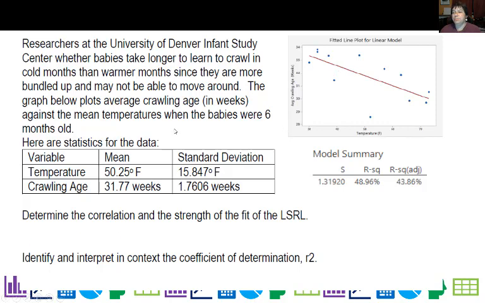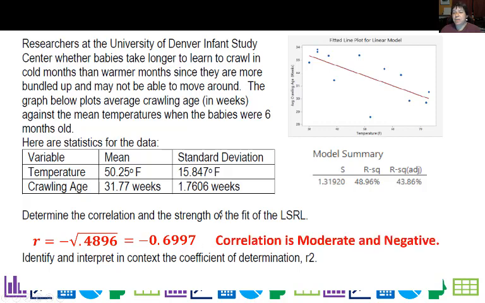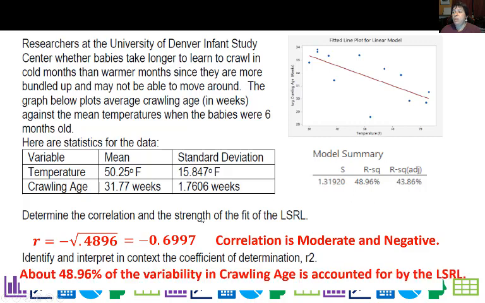So what's the correlation? Well, in this case, it's a negative slope. So you better put a negative there and take the square root of r squared. Make sure you change it to a decimal. And we get negative 0.6997, which is moderate and negative. Then let's identify and interpret in context the coefficient of determination, which is r squared. Well, it's 48.96 percent. So 48.96% of the variability in crawling age is accounted for by the least squares regression line. In other words, in that relationship with temperature.